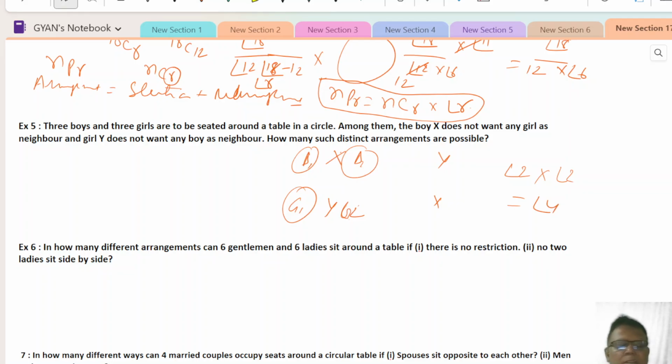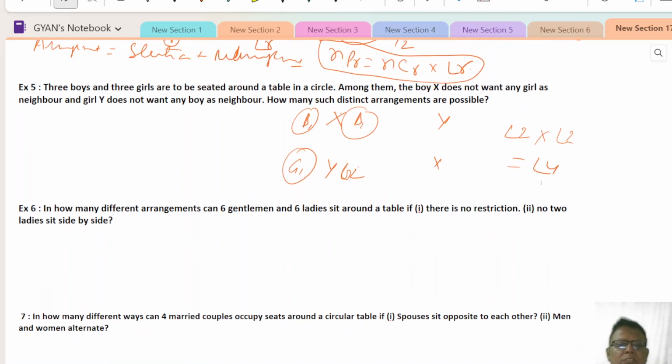Now come to question number 6. Six ladies and six gentlemen sit together. If there is no restriction, then 6 plus 6 minus 1 is 11, that means factorial 11, as it is circular. And now no two ladies sit side by side. So first you fix the gentlemen. How many ways can you fix them? Factorial 5 ways, because 6 gentlemen. Then once the gentlemen are fixed, for the ladies there are 6 places, so it is factorial 6. So the answer is factorial 6 into factorial 5.